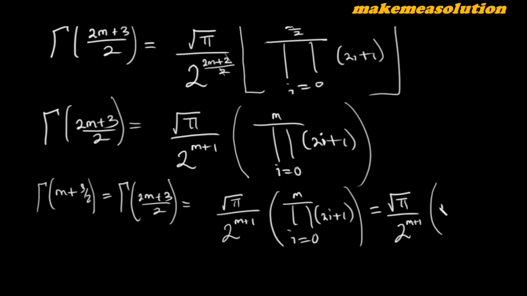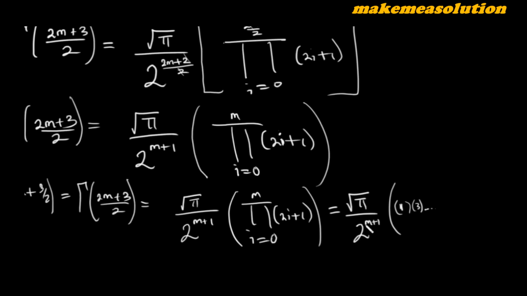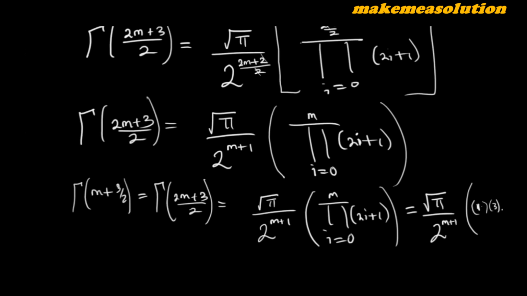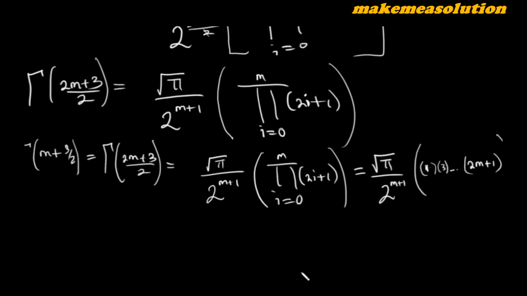So you have the first m odd numbers, not all the odd numbers between 1 and m, sorry, the first m odd numbers. So you have 1, 3, 5, 7, then we stop when i is m, we stop at 2m plus 1. So this is the product of the first m odd numbers, 1, 3, 5, 7, 9, and the last odd number will be 2m plus 1. Okay, so this is the expression for gamma of m plus 3 over 2. Let's keep it handy.